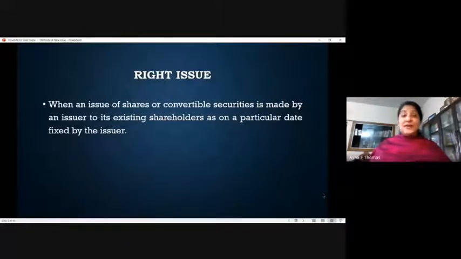So we said the companies can think of making an offer primarily through 4 channels. That's what we said at the beginning. One is public issue, and in public issue there are 2 categories, that is initial public offer and FPO, follow-on offer. And then we said that there can be rights issue or bonus issue or private placement. So we are going with the second one, which is rights issue. When an issue of shares or convertible securities is made by the issuer to the existing shareholders as on a particular date fixed by the issuer in a fixed ratio, that will be brought as rights issue.